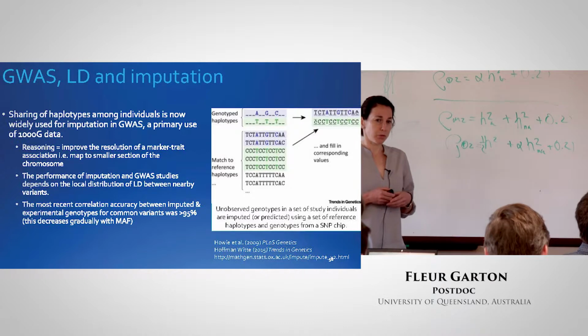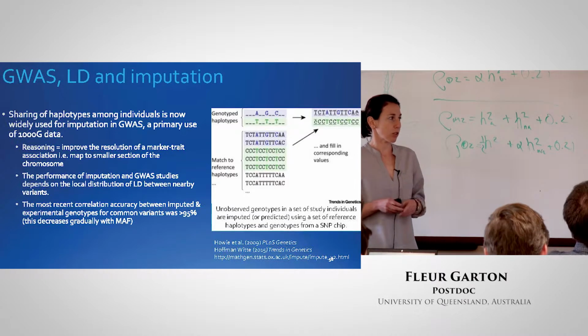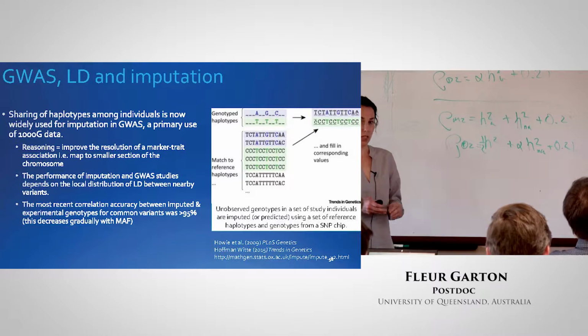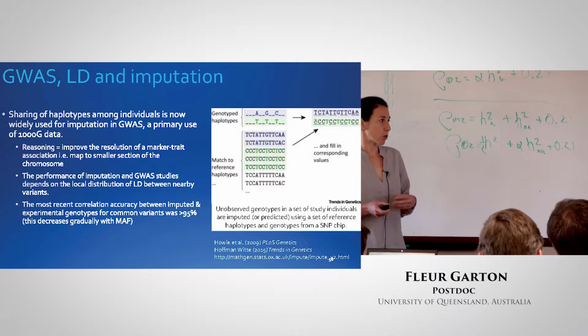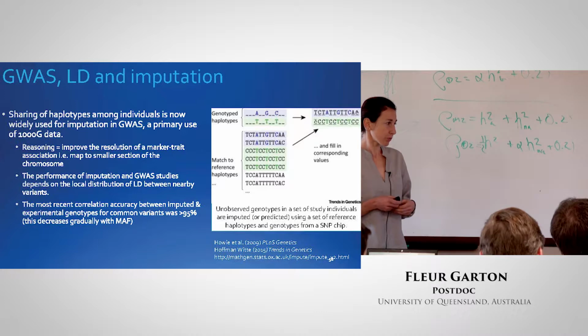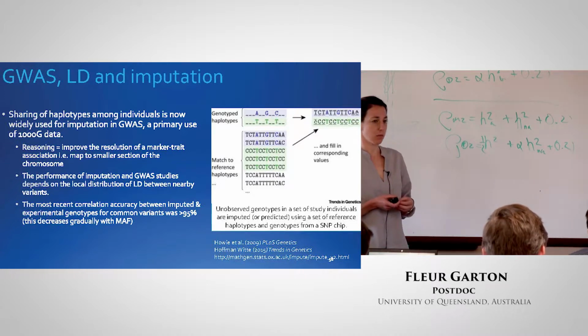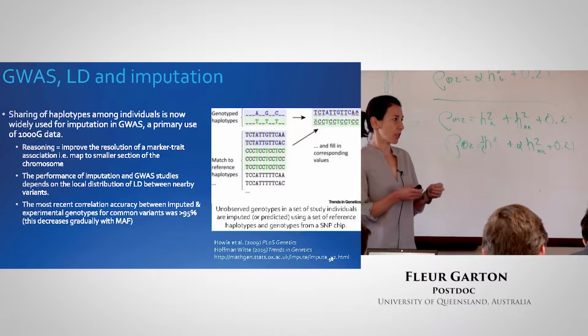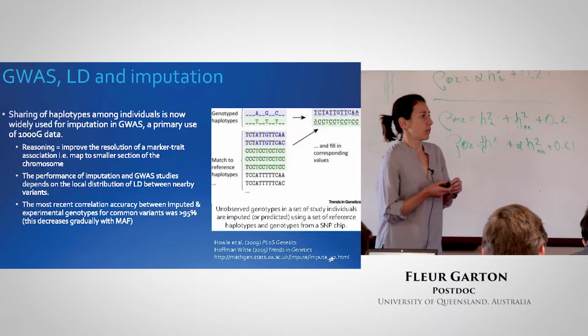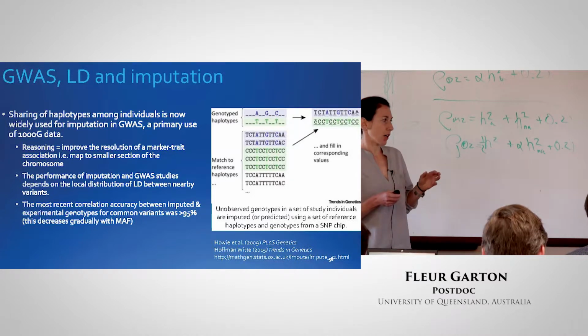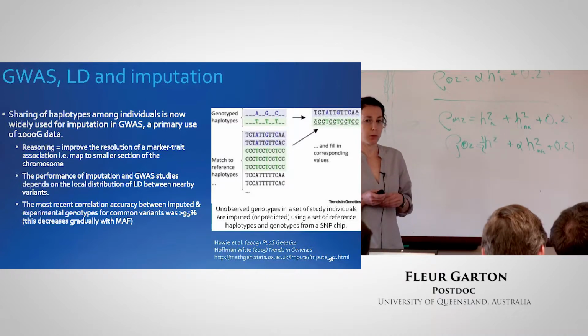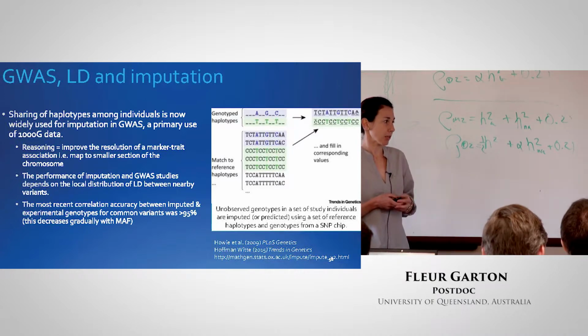The performance of this imputation in GWAS studies really depends on the local distribution of the linkage disequilibrium between the nearby variants. And so I think the most recent correlation accuracy between imputed and experimental genotypes for common variants was over 95%. And then this correlation accuracy drops gradually with minor allele frequency.